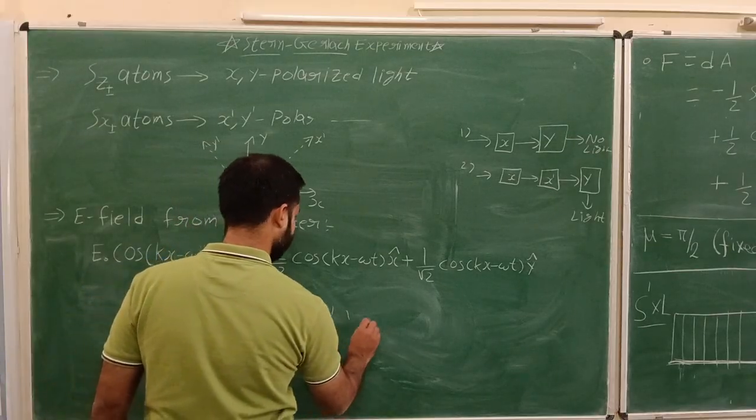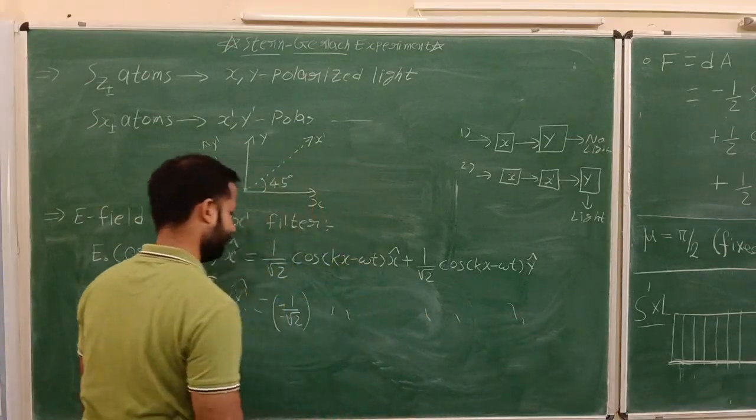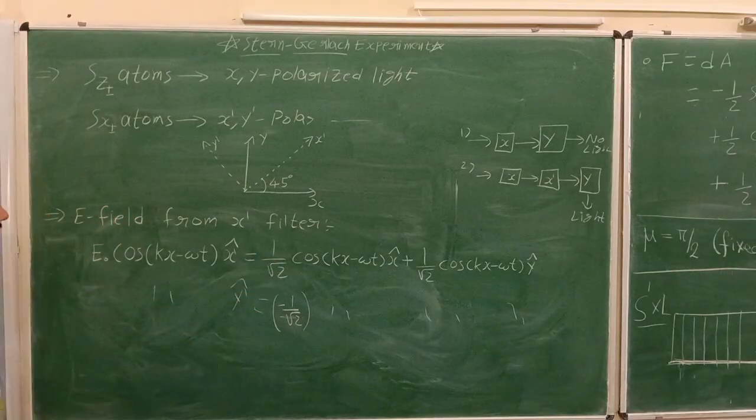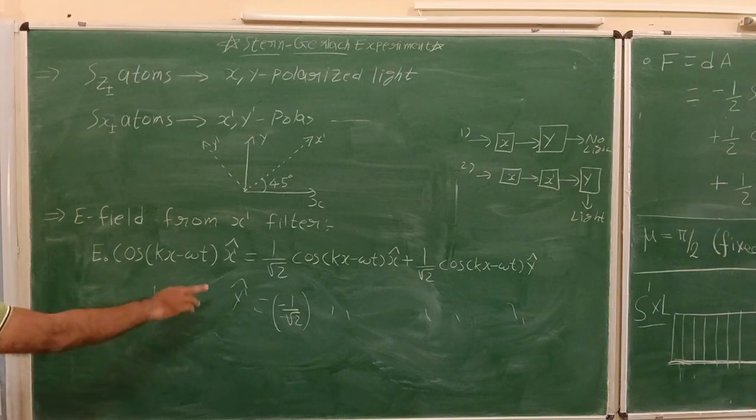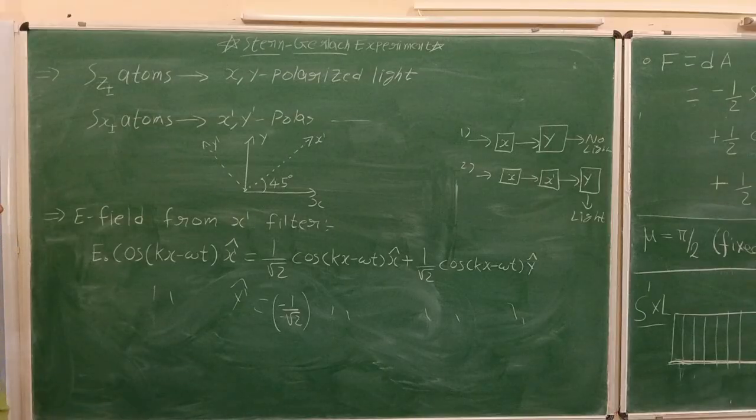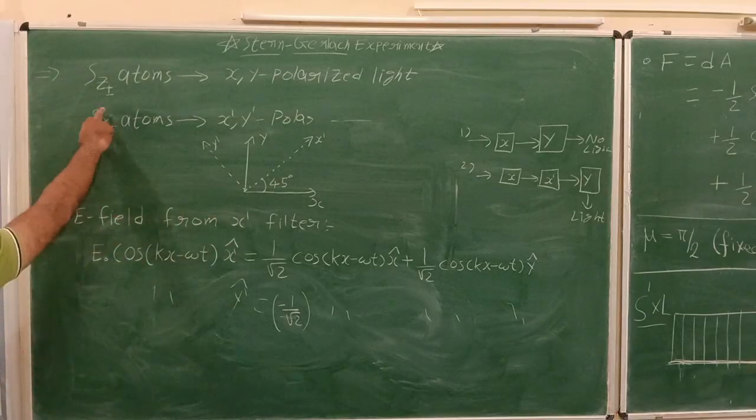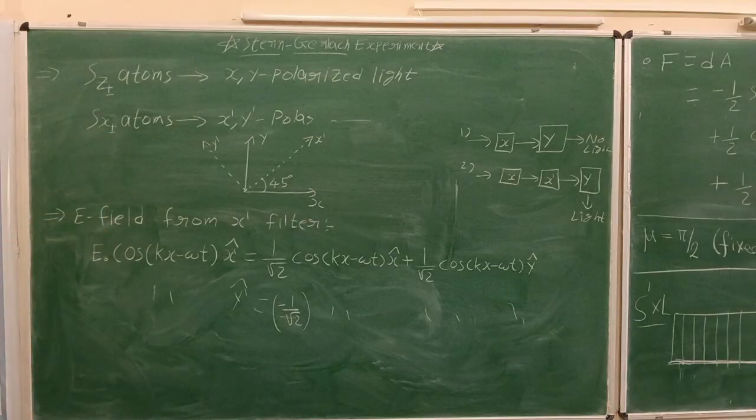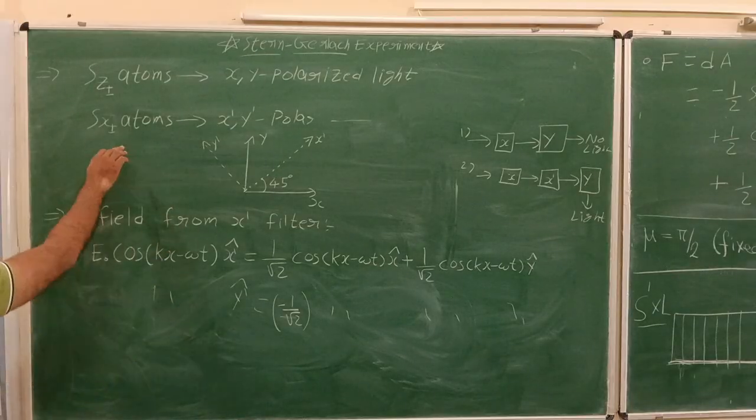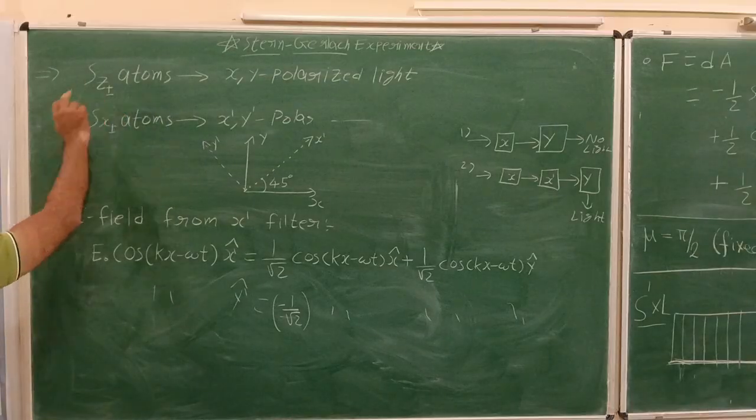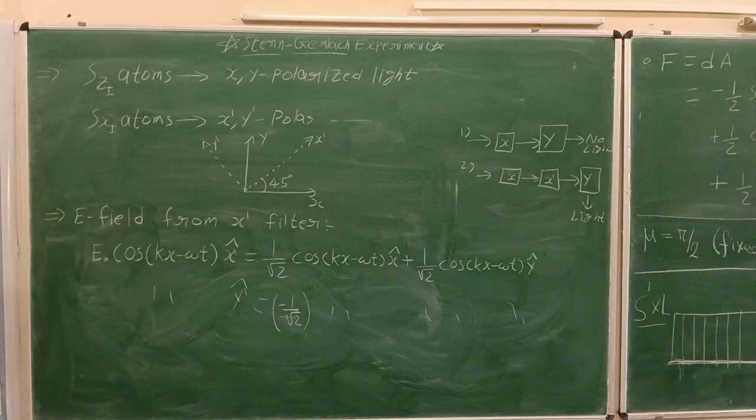Just there is a negative factor, rest of the things are the same. So for the X prime and Y prime filters, we can write them as linear combinations of X and Y. So Sz plus or minus states can be written as linear combinations of Sx plus or minus states. And in reverse, Sx plus or minus atoms can be written as linear combinations of Sz plus or minus atoms.